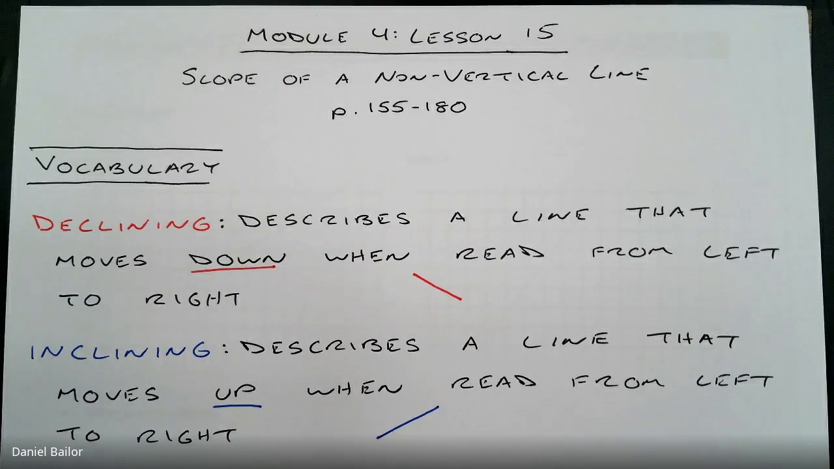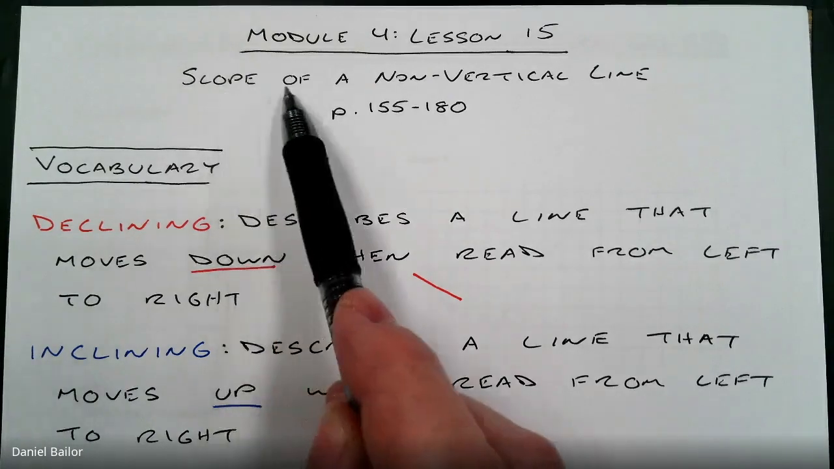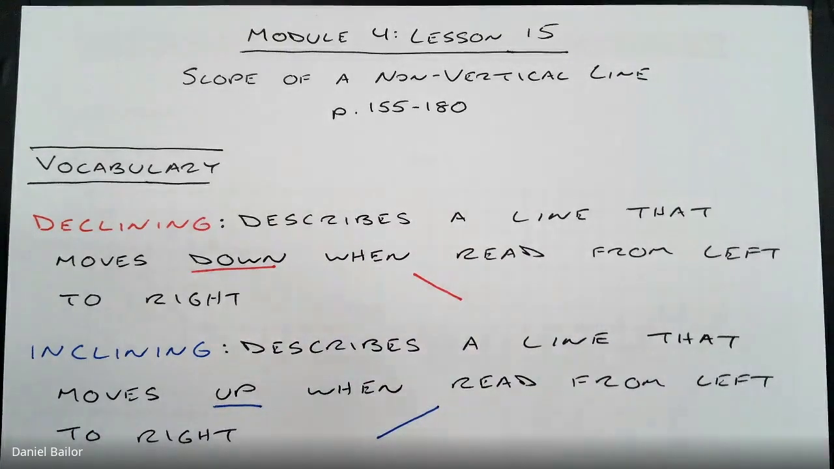Today we're talking about something called the slope of a non-vertical line. So this is on pages 155 through 180, and yes, that is a lot of pages because there's a lot of graphs in today's lesson. It's not a whole lot of equations, not a whole lot of problems, but because we're doing slopes of lines, it requires us to look at graphs. And because graphs take up a little bit more space than other equations, this is going to take a few more pages than our typical lesson. So while this looks like a lot of pages, it's not really a lot of work.